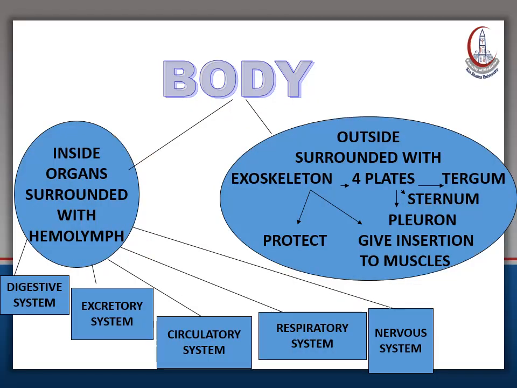The body of an arthropod, from inside, has organs which represent different systems of the body, like the digestive system, the excretory, circulatory, respiratory, and nervous systems. All these organs are present in the body cavity within a fluid which we call hemolymph. Outside, these organs are protected by an exoskeleton, which is formed of tough material called chitin. As we said, the exoskeleton protects the inside organs. Also, it gives insertion to the muscles of the arthropods.